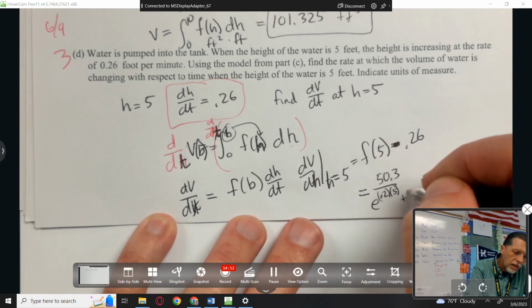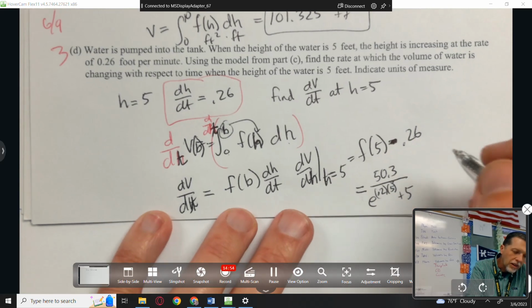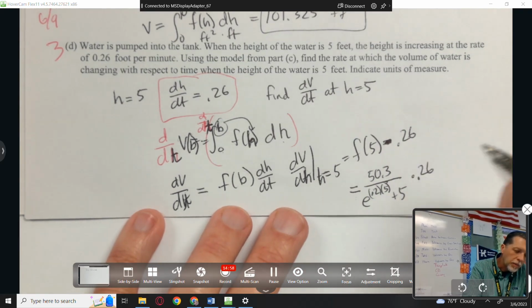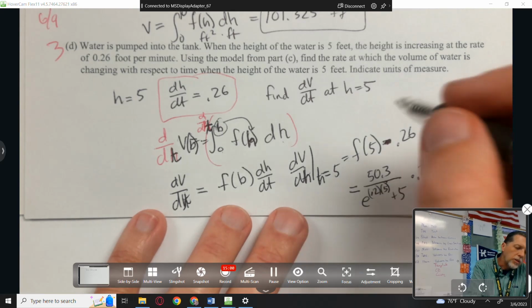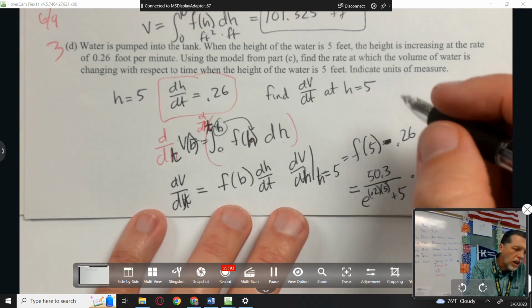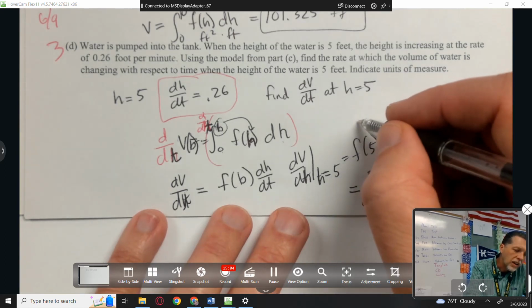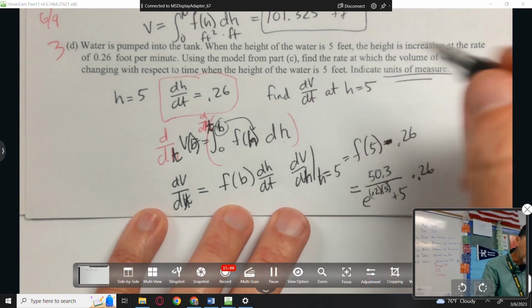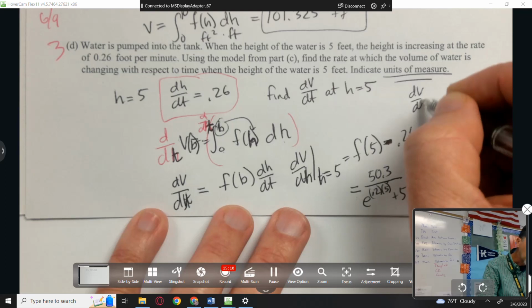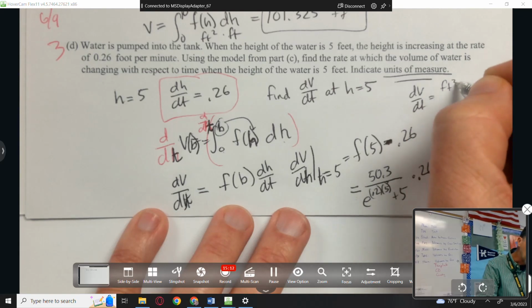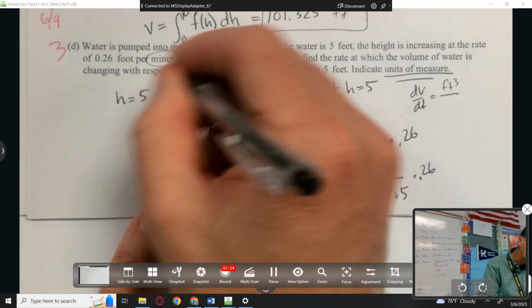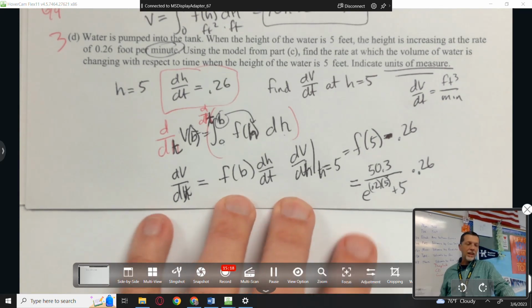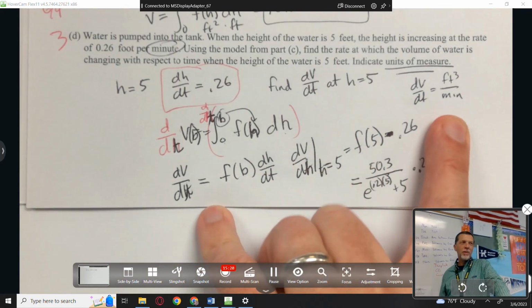Or you could just go into your calculator. I could go into my calculator. Times 0.26. Indicate units of measure. Oh, hold on, back up. Units of measure for dV/dt should be feet cubed per whatever time we're using, minute. But I'm going to get it a different way and see if I get feet cubed per minute as a check here.